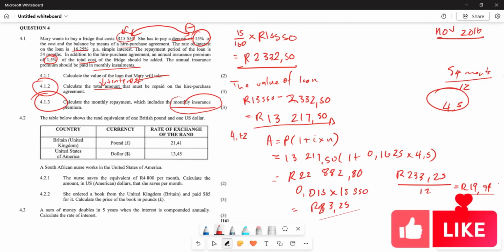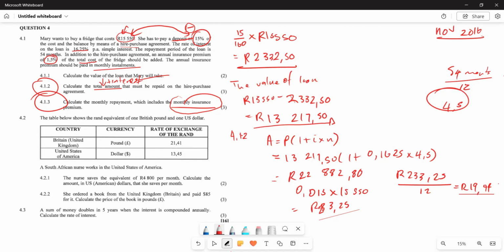Now, if you want to find out the monthly installment of the value, we are going to again come back and say what is the accumulated value there. The accumulated value was this. So if you divide this by 54, surely you'll find out what is the money that can be paid monthly. Right? This is going to be 22,882.80 cents divided by 54, right?